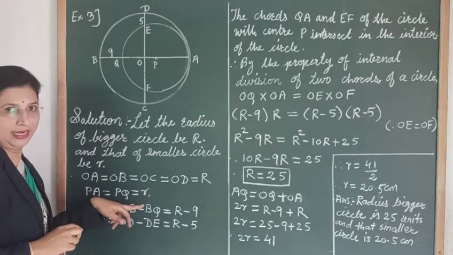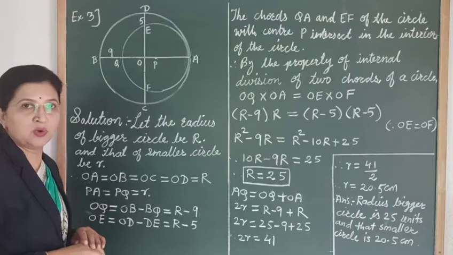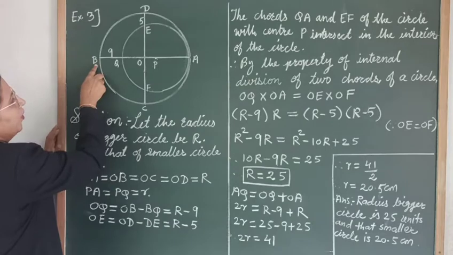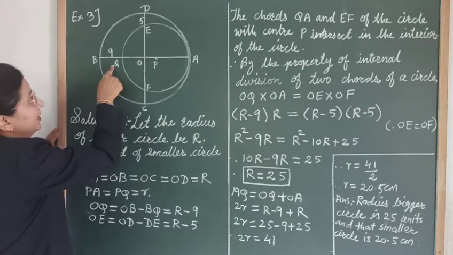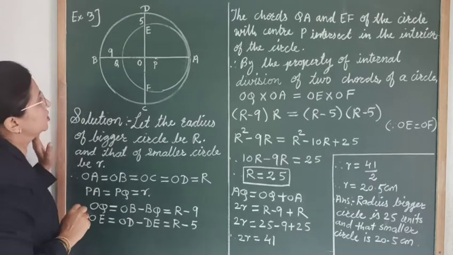These are only the two radii given in the figure. So PA is equal to PQ is equal to small r. Now here the distance between points B and Q is given 9 and that of B and E is given 5. So what we will do here?